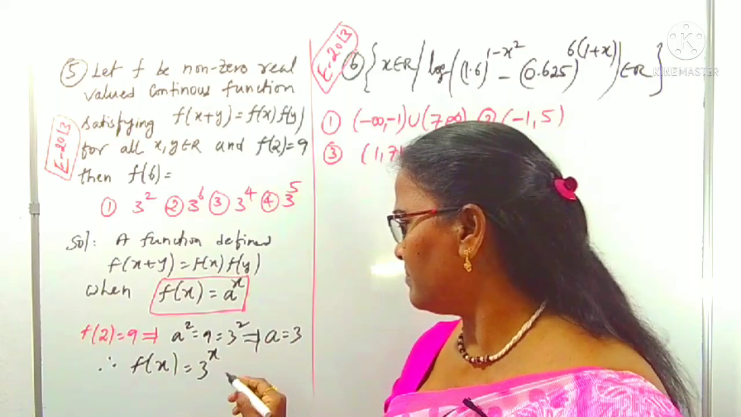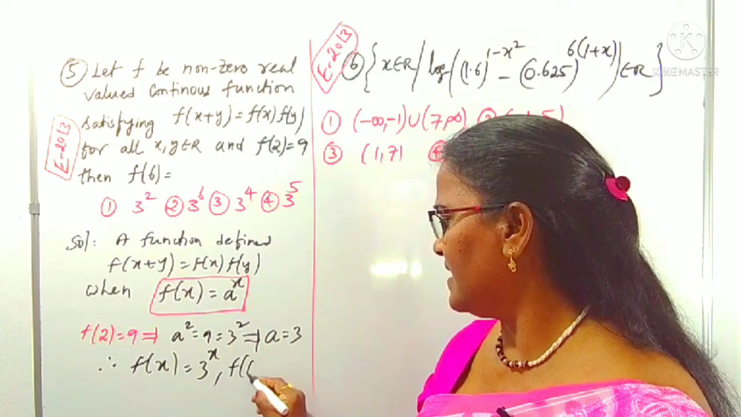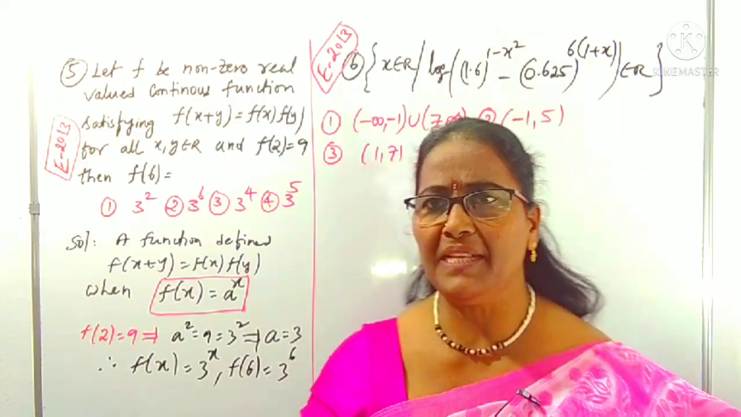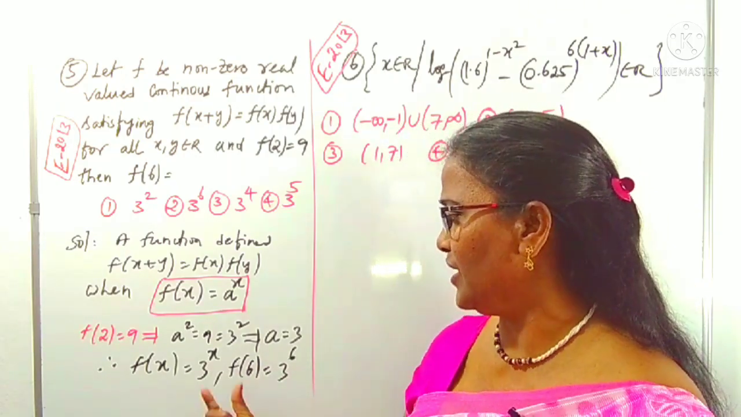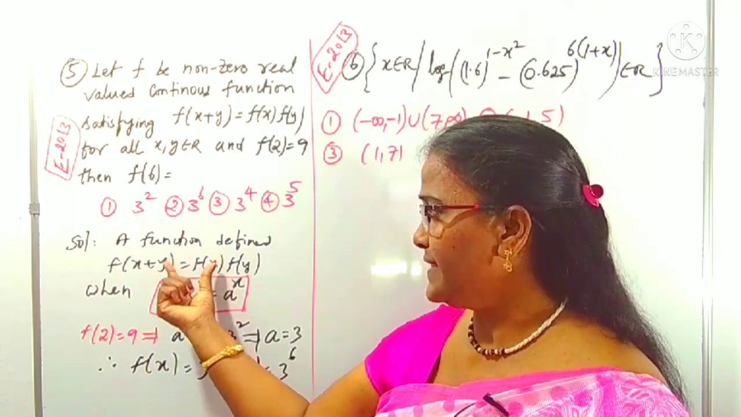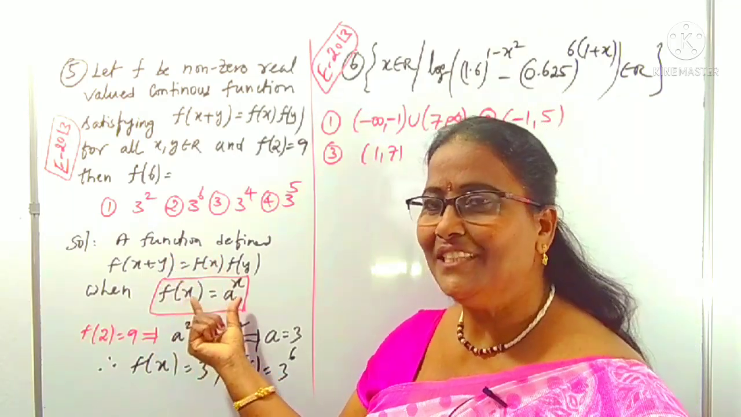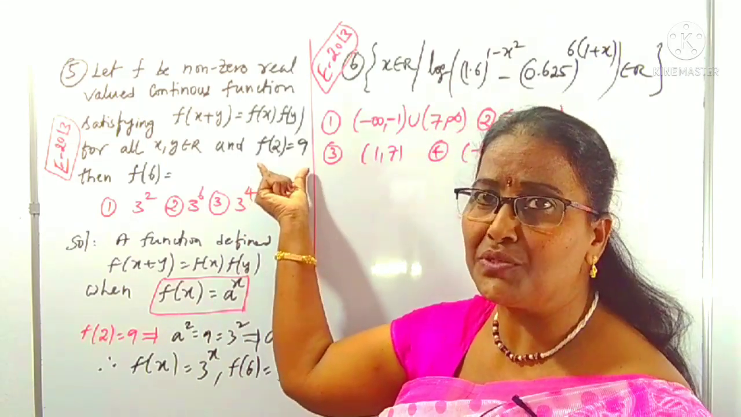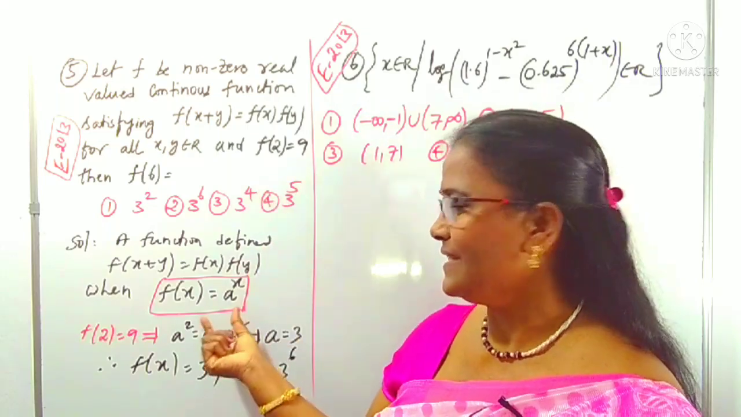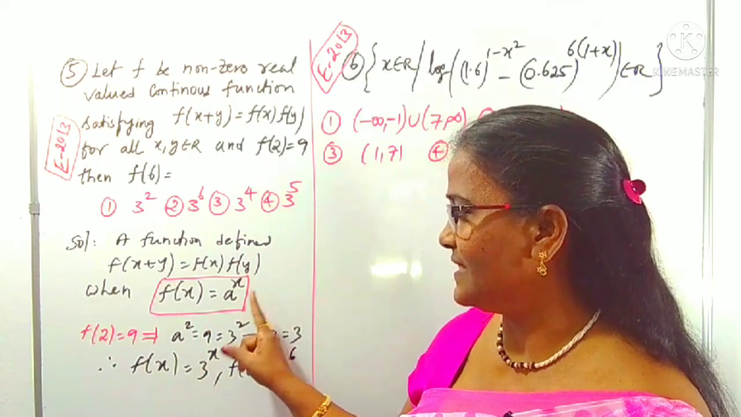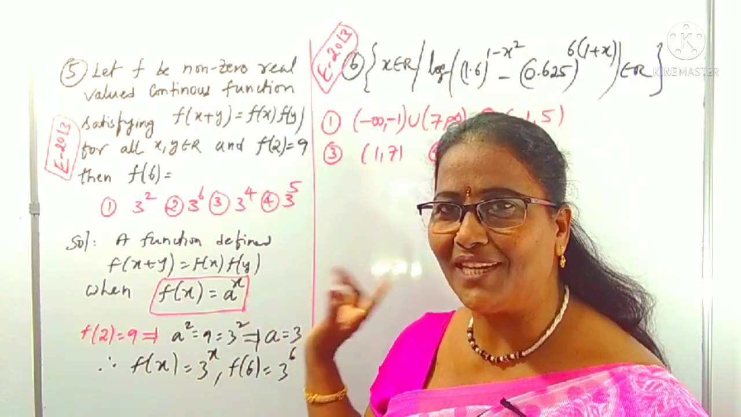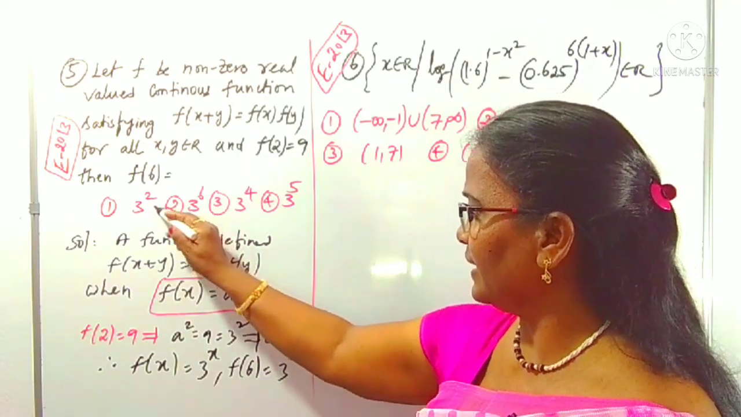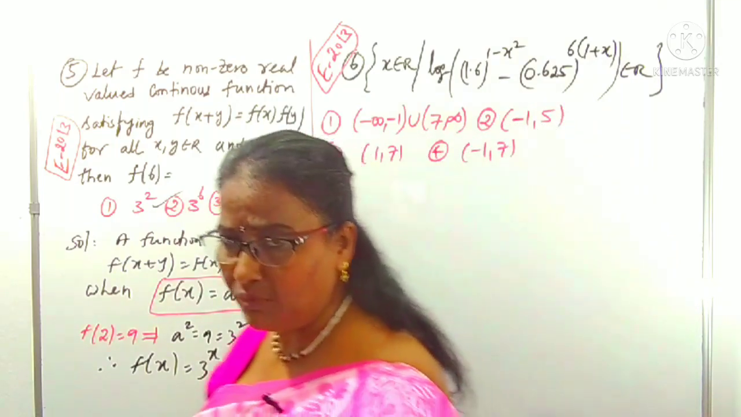Now, what is f of 6? In place of x, take the 6. f of 6 means 3 power 6. That's it. In place of x, you may ask any result. First, you have to find out the function. According to this definition, you have to choose the general function. From that, we have to find out the unknown value a by using the given condition. Right? This is a very simple question. This is the key point. That's it. 3 power 6 is which option? Yes, it is clearly the second option. Right? Now we can come to the next question.